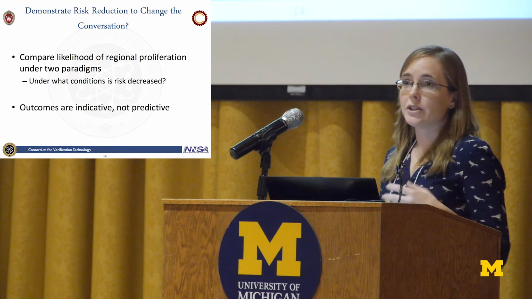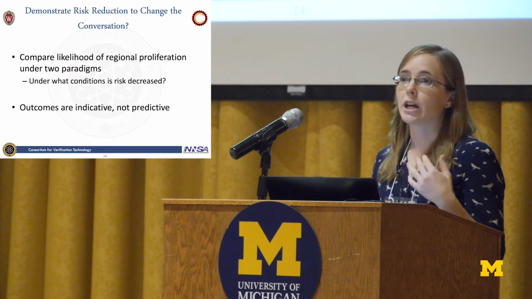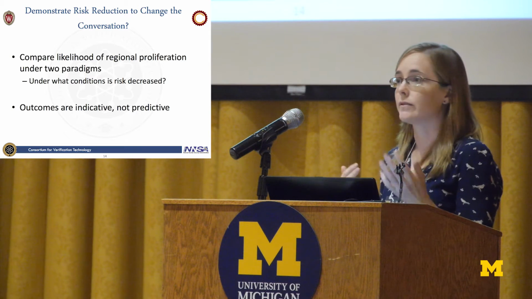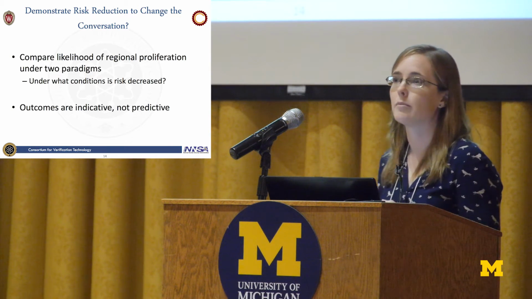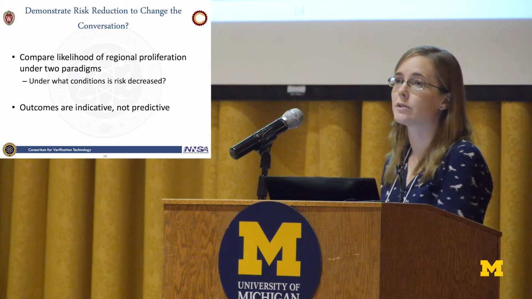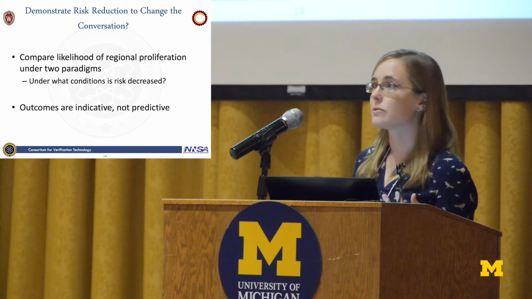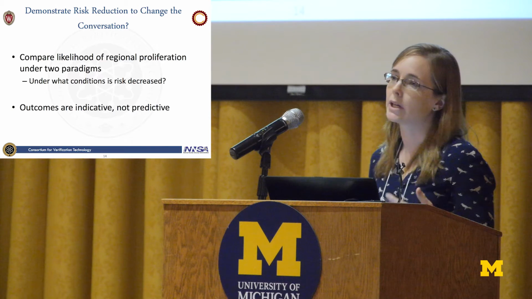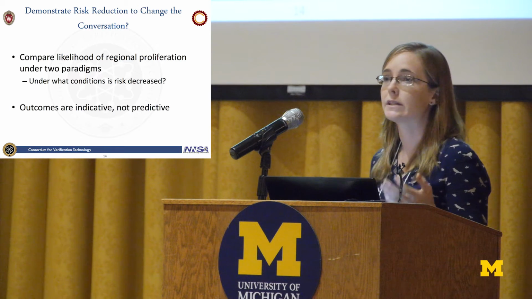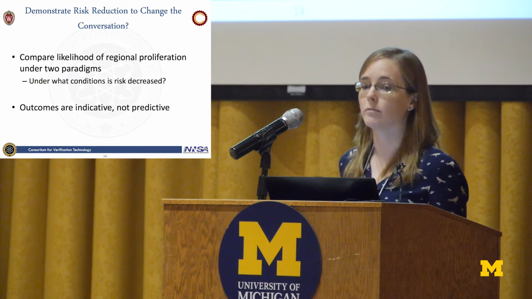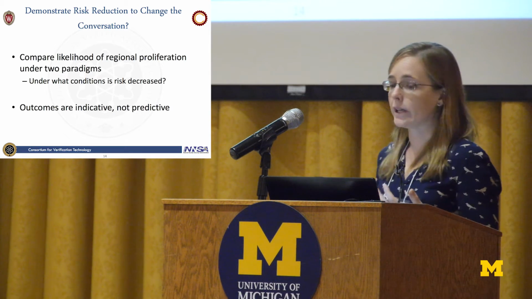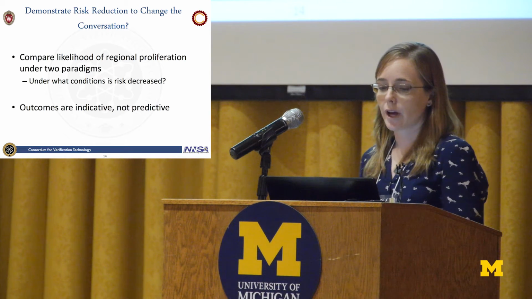And then we want to run each of these scenarios over 100 years and do sets of different conditions. See what happens in these scenarios if we have a military coup. What happens if you have a group of democratic countries? What happens if you have economic disruption? And try to tease out under what conditions proliferation risk is decreased in a multilateral paradigm, and under what conditions it is not going to be helpful. So that's our plan for the upcoming year.